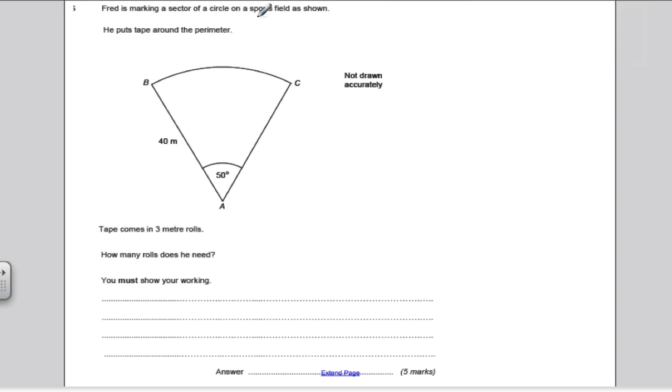Okay, Fred is marking a sector of a circle on a sports field as shown. He puts a tape around the perimeter. Tape comes in 3 meter rolls. How many rolls does he need? So we've got to work out the perimeter, which is this distance 40 plus this distance 40 plus this arc, whatever that distance is there.